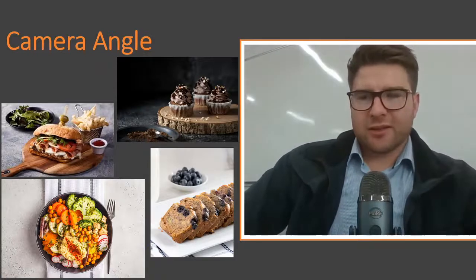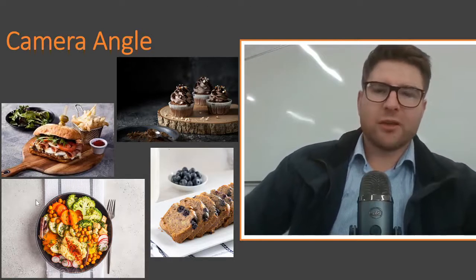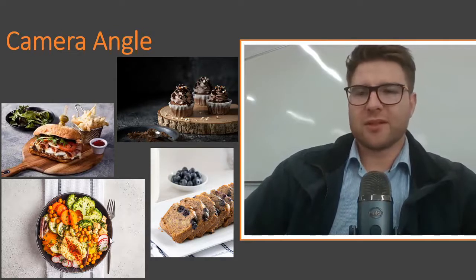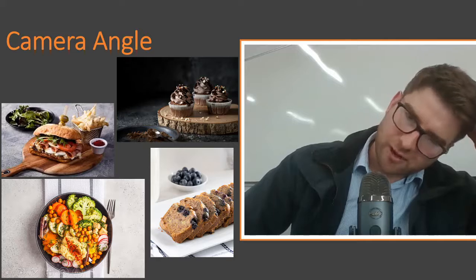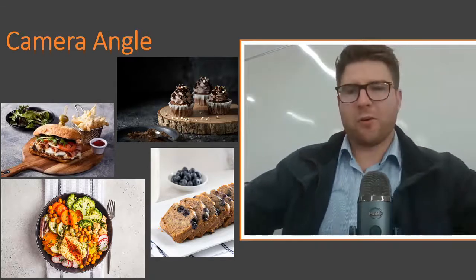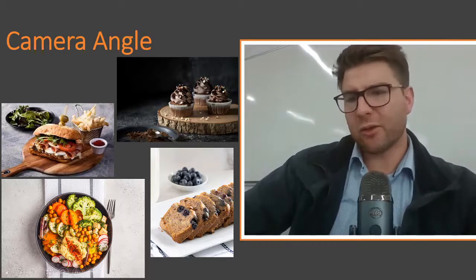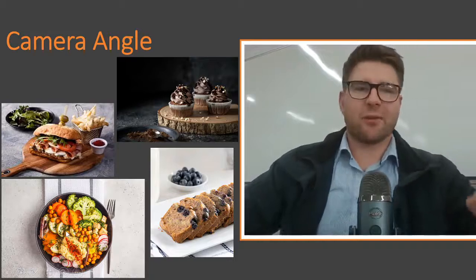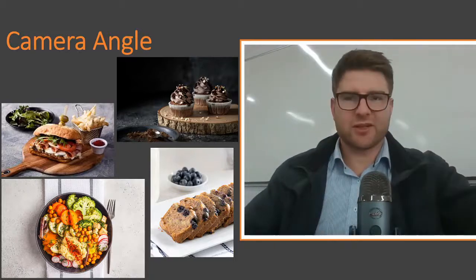Camera angle is the next thing we'll talk about. So most commonly you'll see food photography taken from a bird's eye view. This is again to tell that story and to make the viewer feel like they are sitting at that dinner table looking down at that meal. And also because that's generally how we see food. We don't typically stand up and hold a plate like this and look at food from a side angle.